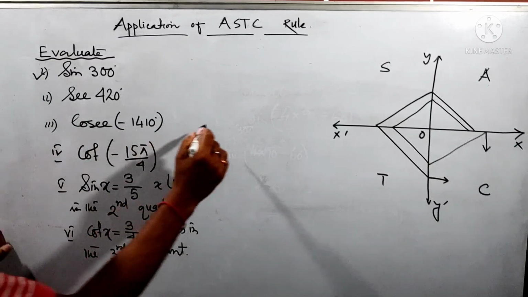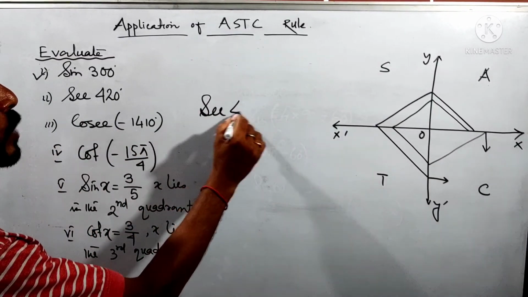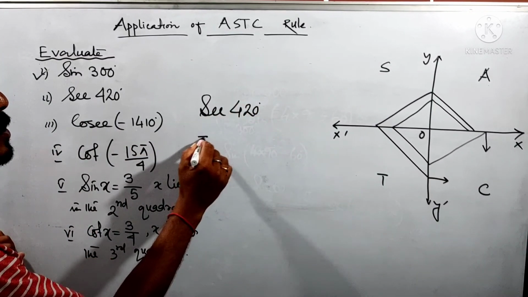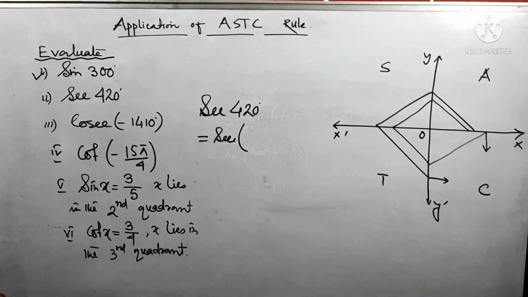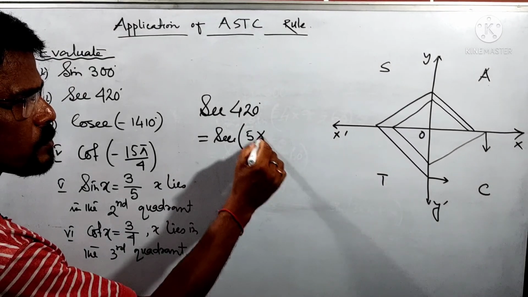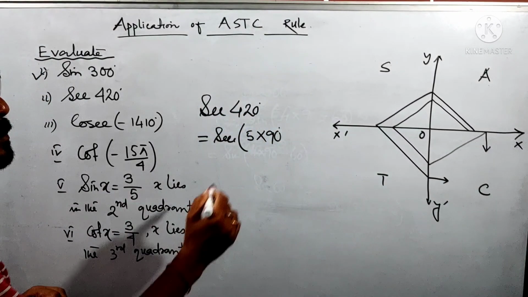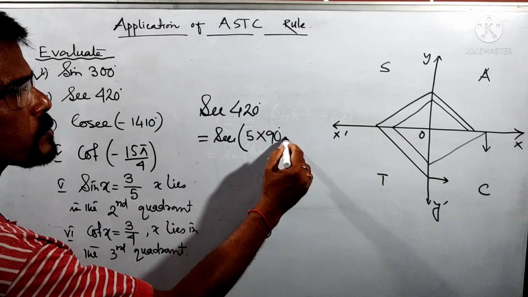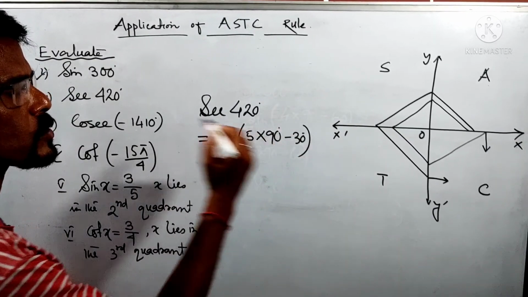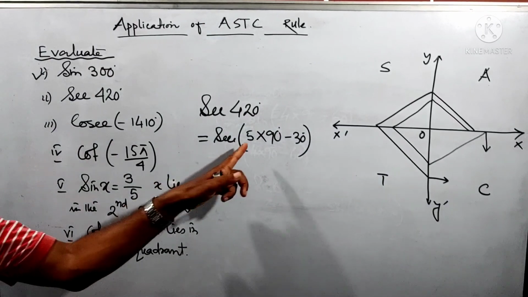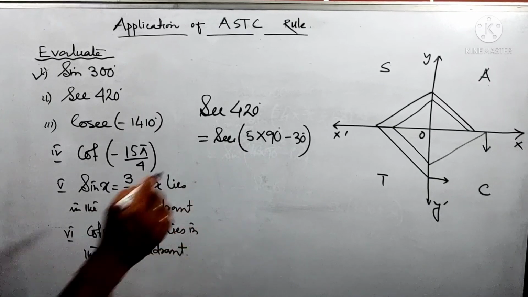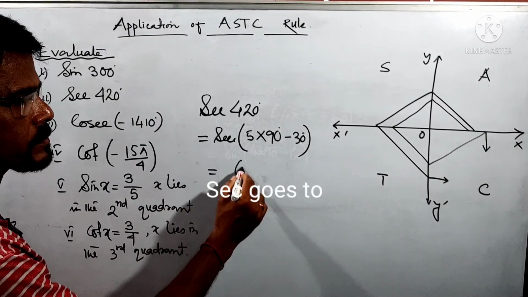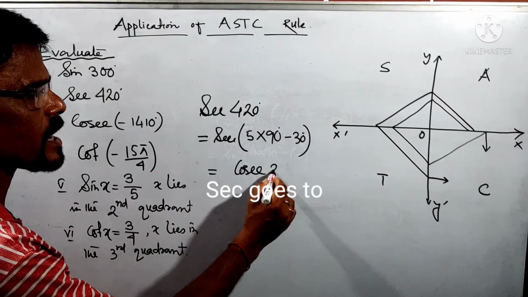Example 2: sec 420 degrees. This equals sec, and we can break 420 degrees like 5 into 90 degrees. 5 into 90 is 450, and 450 minus 30 is 420 degrees. Here you see 5 is an odd number, so the ratio will change. Sec goes to cosec. It will be cosec 30 degrees.